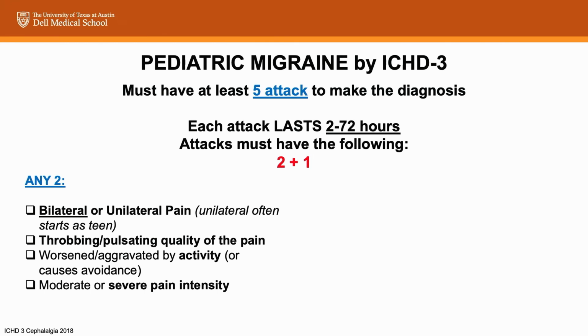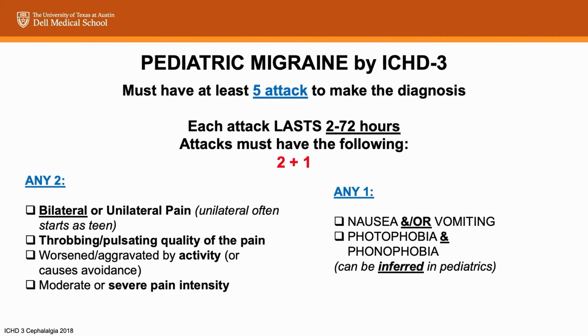This pain in the adult population needs to be unilateral, and it can be bilateral in the pediatric population. So that's a little bit harder, because in tension type headache we said bilateral pain. Also, migraine in the pediatric population still tends to be bilateral. It tends to be throbbing or pulsating, and worsened or aggravated by activity. These patients don't want to keep doing their daily activities. They want to take a break. They want to rest. And it's moderate to severe pain.